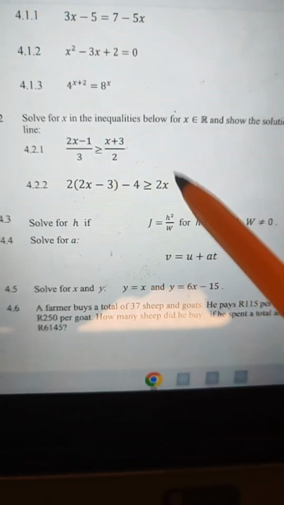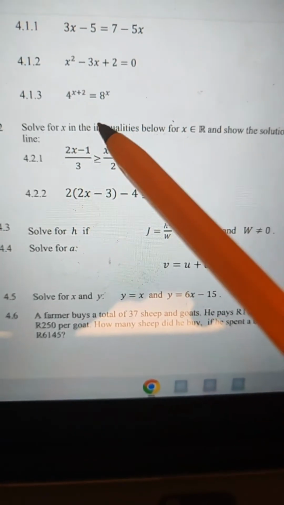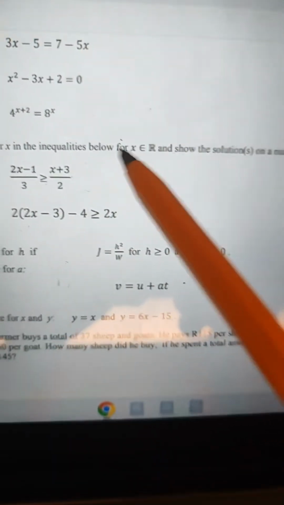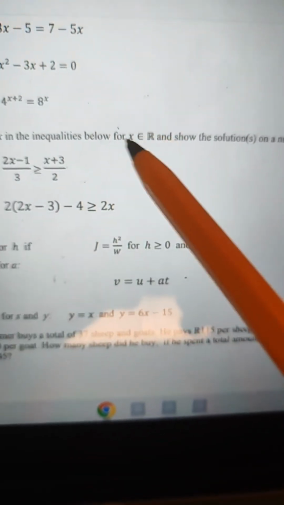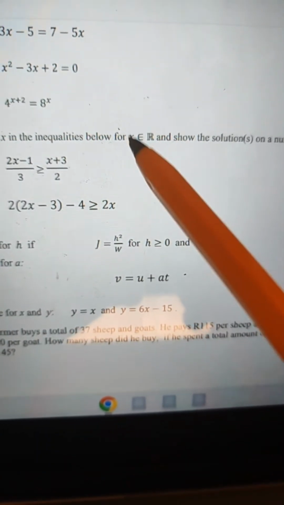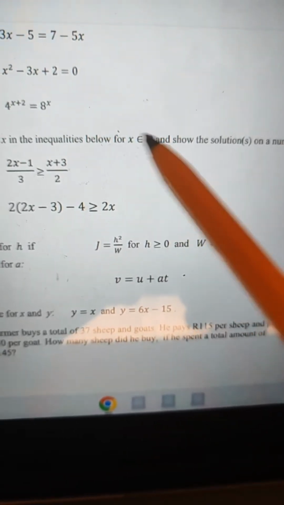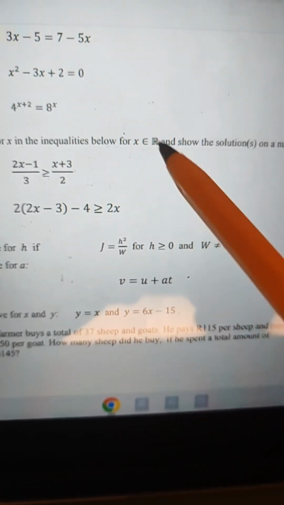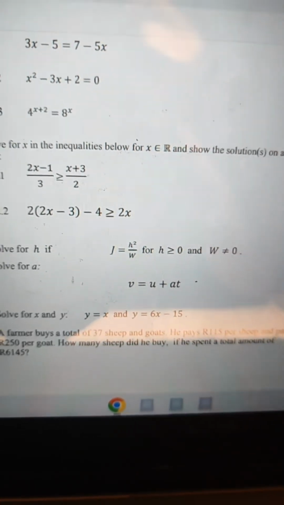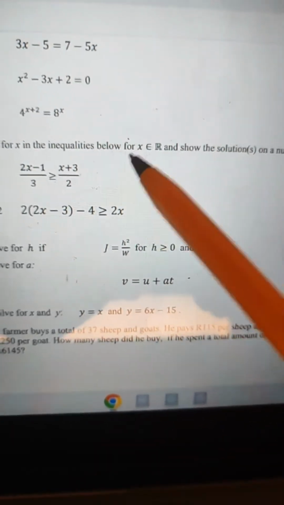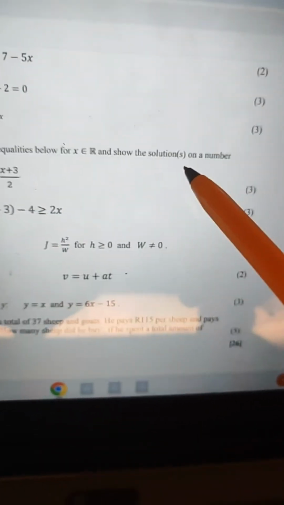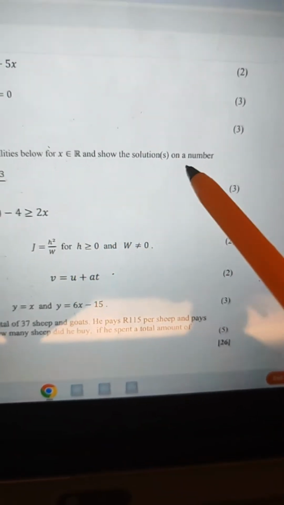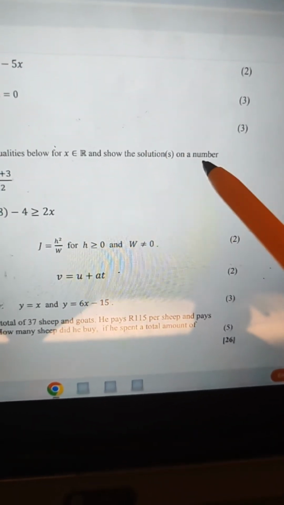4.2.2, this is another linear inequality which we need to solve, but please take note, it says we need to solve for x in the inequalities below for x is an element of real numbers. What this means is that for every x value that is a real number, real numbers, guys, are all the numbers in the number system. So we are basically saying for any value of x, we need to show the solution after we are done on a number line. Guys, this is an important aspect, showing the solution on a number line.